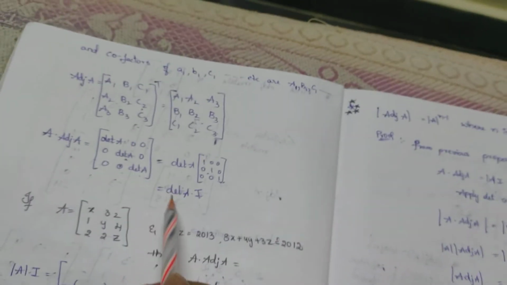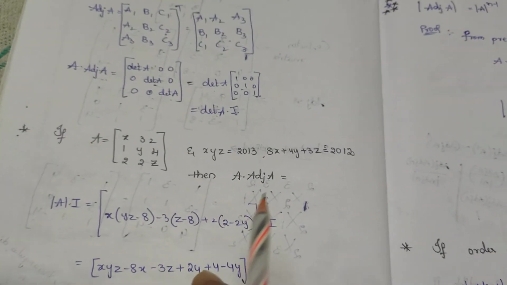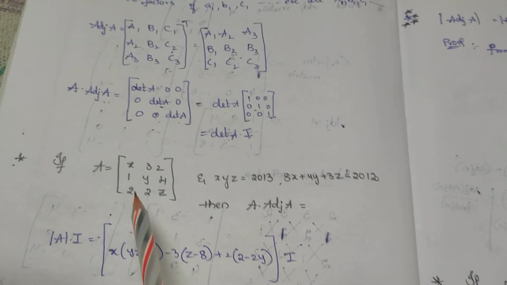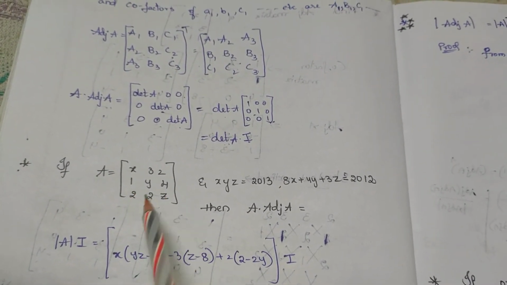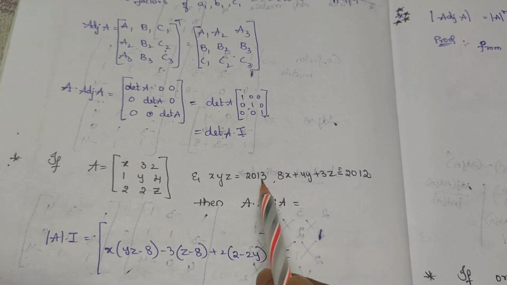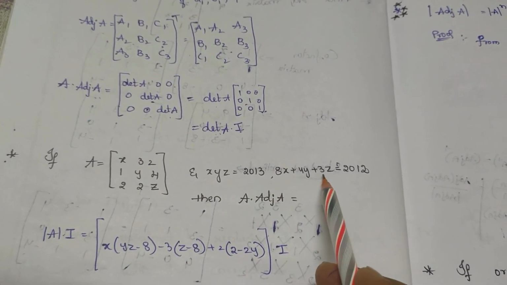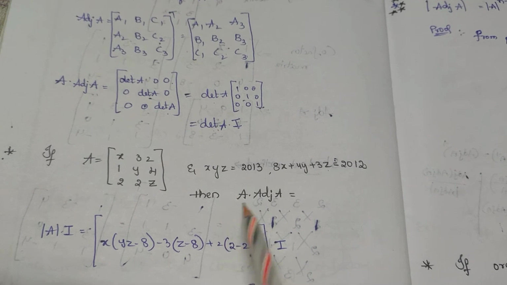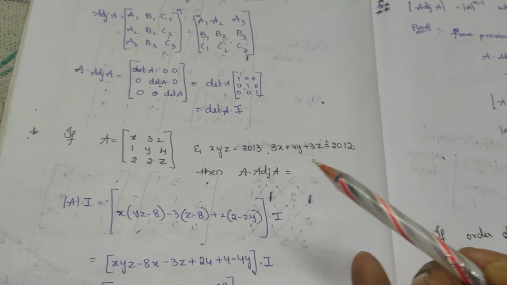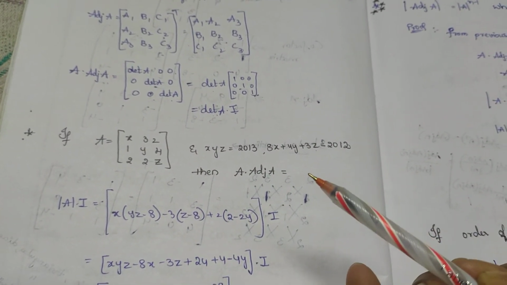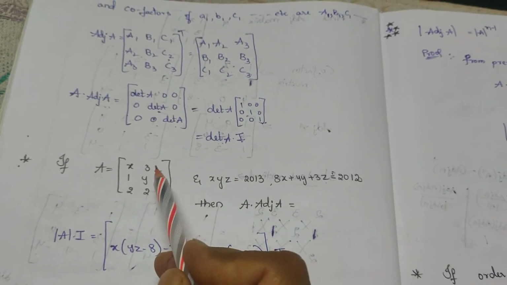So det A you can write this one or the det A symbol, anyone you can write. Now take one example. If A is equal to the matrix x, 3, 2; 1, y, 4; 2, z, and xyz is equal to 13, 8x plus 4y plus 3z is equal to 12, then what is A into adjoint of A? What is the formula for A into adjoint of A? That is nothing but det A into I. Directly you go for the determinant of A.